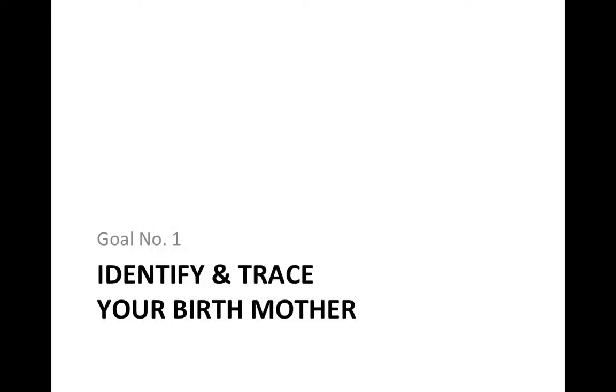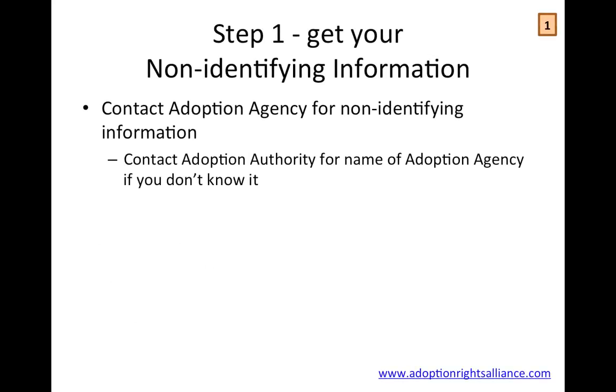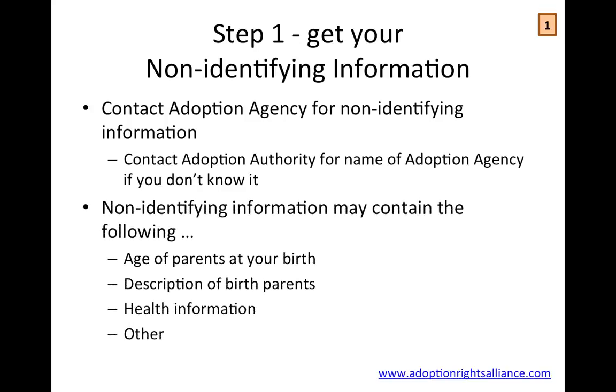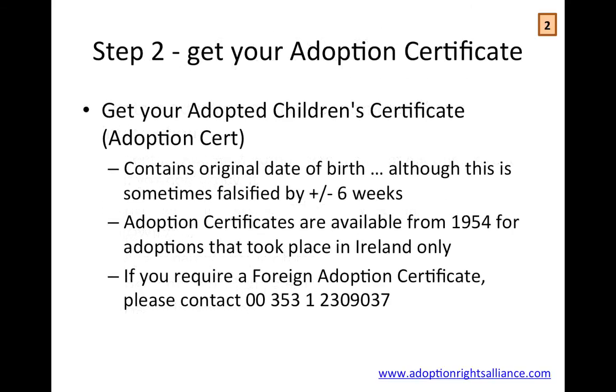So let's look first of all at identifying and tracing your birth mother. The first step is to get your non-identifying information, and that means contacting the adoption agency for non-identifying information. If you don't know the name of the adoption agency, then contact the adoption authority for the name, and they should be able to give that to you. The non-identifying information will contain information such as perhaps the age of your parents, perhaps a description of your parents, perhaps some health information. It really varies a lot from case to case.